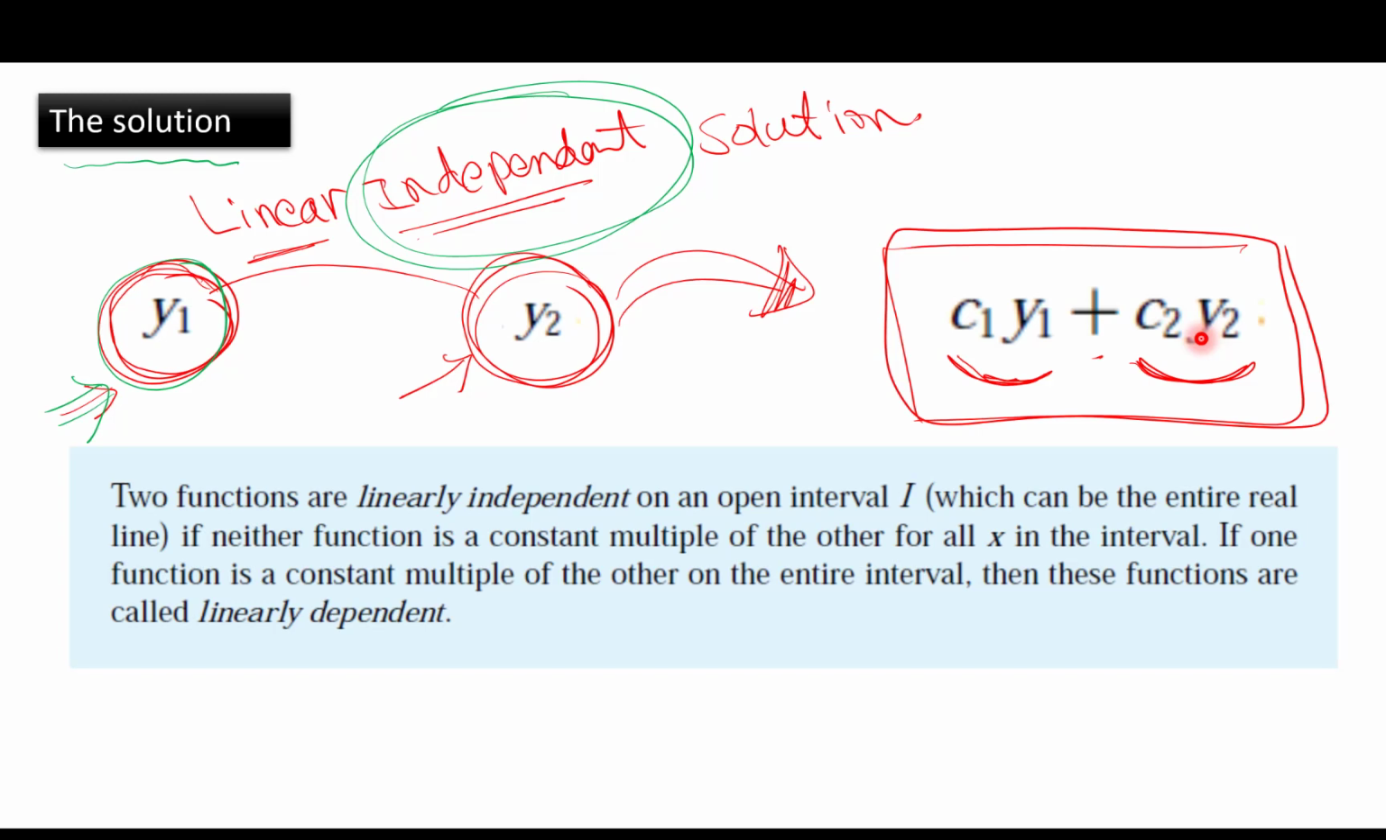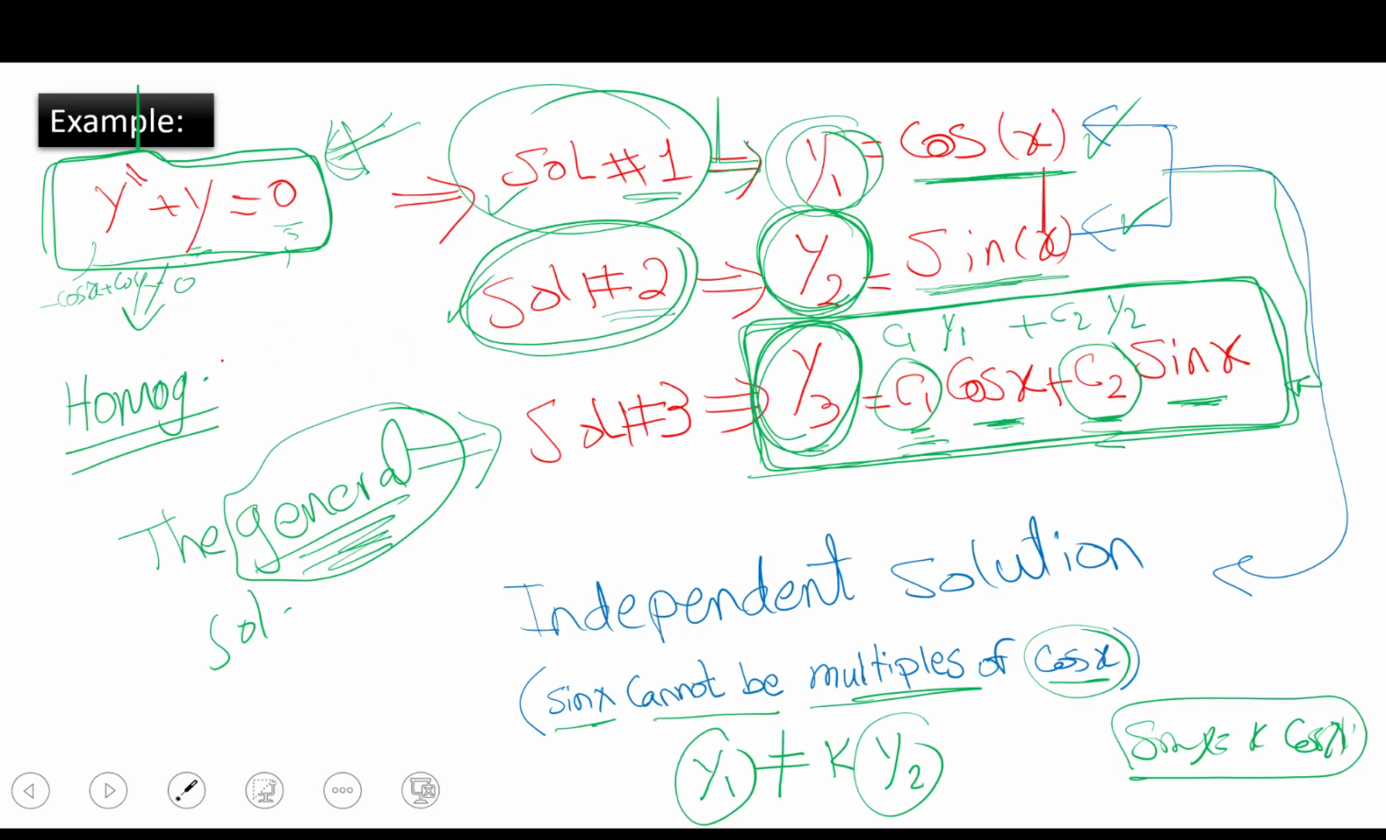Okay, the question here that needs to be answered is how we can guarantee that y1 and y2 are independent. Sometimes it's a little bit difficult for us to see. Now in the previous example, we said that cosine x and sine x are independent. This is true because sine x does not equal multiples of cosine x. This is logical, straightforward and simple for us to verify.